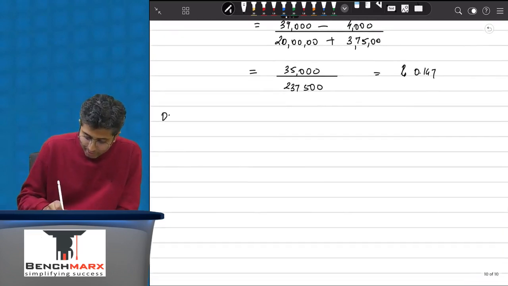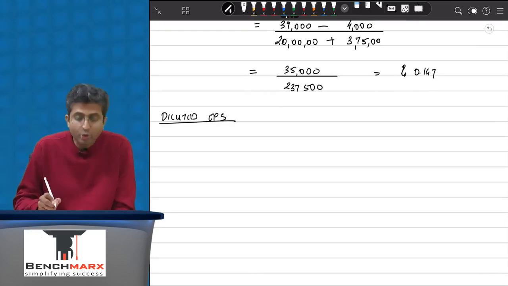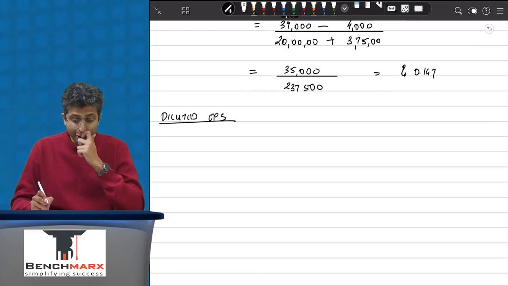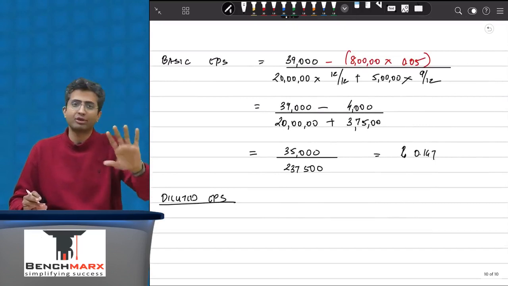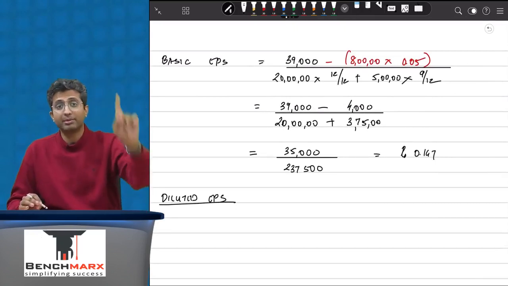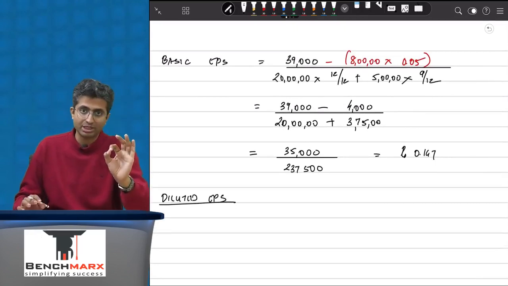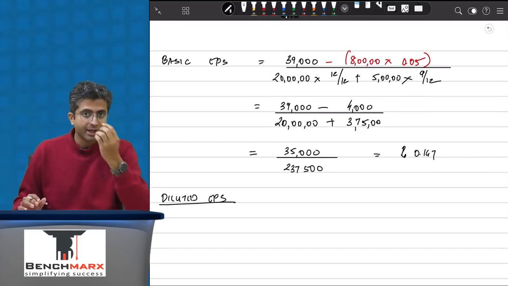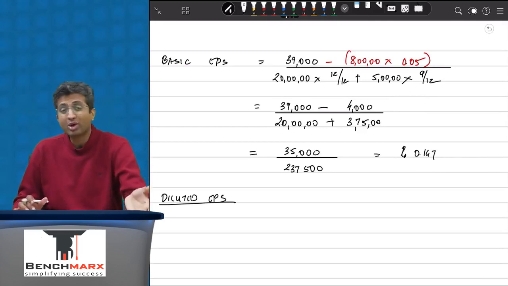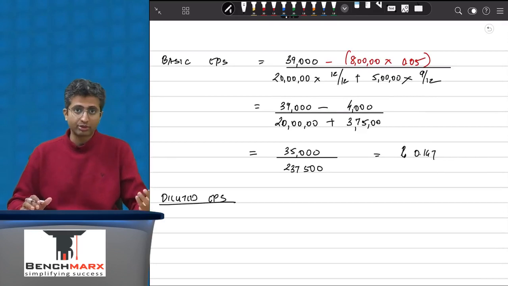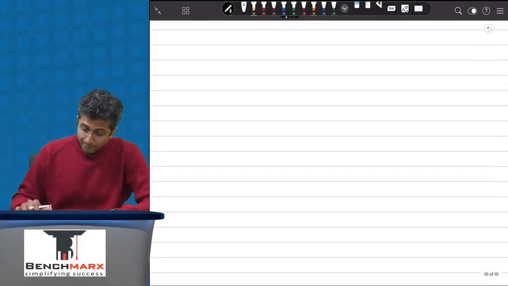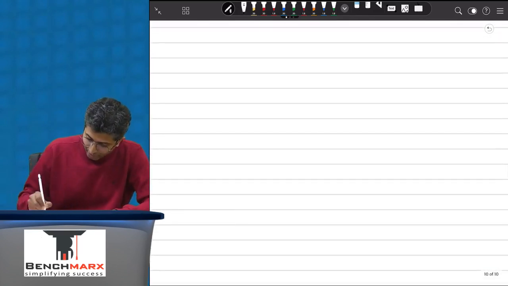Then you go to diluted EPS. Now, if you want to find the diluted EPS, you will have to look at the potential equity shares. A natural instinct over here would be, irredeemable preference shares are potential equity shares. No, irredeemable preference shares are equity instruments. However, they by no means are potential equity shares, because they don't have the potential to become actual equity shares. However, convertible bonds are potential equity shares.